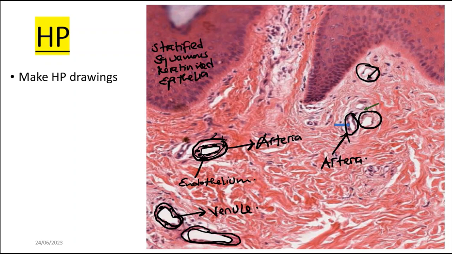So this is what we are interested in drawing. This is a venule as well. We want to demonstrate the blood vessels that are found in the subcutaneous tissue. You may be wondering, what is this? These are just muscle fibers, longitudinal and cross-section muscle fibers. All right. So that's what we are required to identify in the subcutaneous tissue.